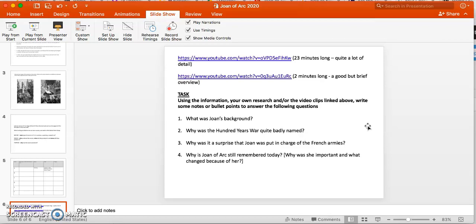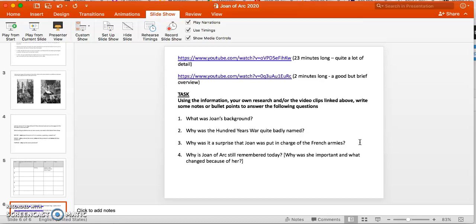Think about the length of it. Were they fighting all the time? Those might be things to think about. Why was it a surprise that Joan was put in charge of the French army? There's quite a few reasons you could think of for that. Why is Joan of Arc still remembered today? So think about why was she important and what changed because of her. If you like, what was her legacy?